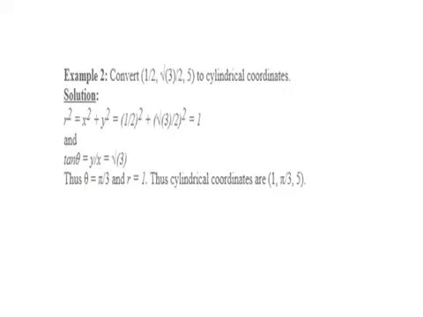Now in step 3 we will find the value of theta, which is obtained from the transformation equation tan theta equals y over x, where the value of y is square root 3 by 2 and the value of x is 1 by 2. After simplification, we are left with square root 3. So theta is equal to tan inverse square root of 3, which is equal to pi by 3. Hence, the cylindrical coordinates are (1, pi by 3, 5).